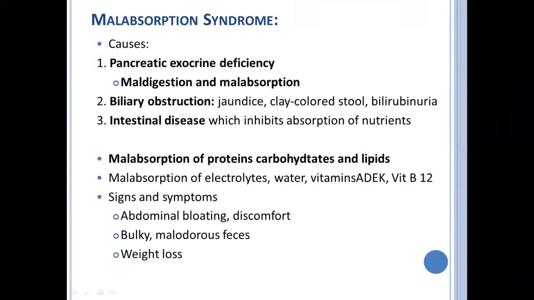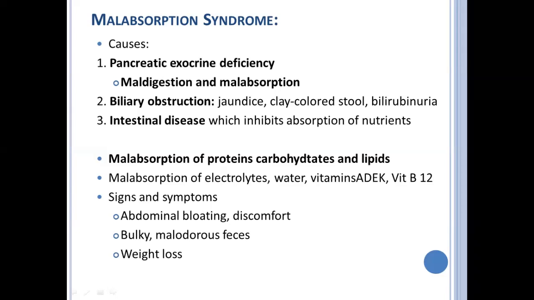Okay, so what are the causes? Yan na nga: pancreatic exocrine deficiency, or what we call the pancreatic exocrine insufficiency. Pag sinabi mong pancreatic insufficiency, nandun yon. Baka cystic fibrosis, baka pancreatic cancer, o baka pancreatitis.